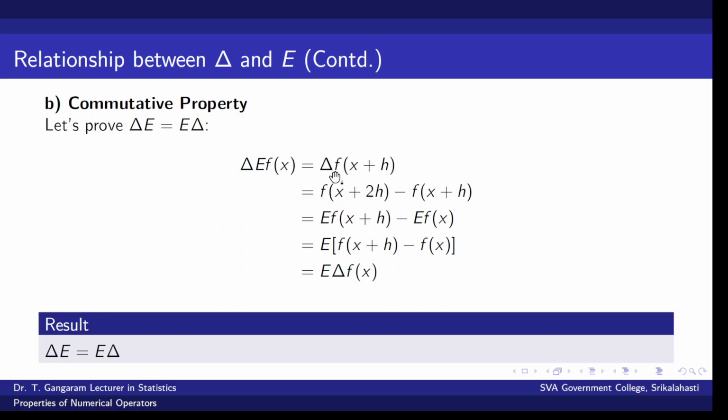We know that delta f of x plus h is equal to f of x plus 2h minus f of x plus h. Again, this can be written as E of f of x plus h, and the second term as E of f of x. By commoning the E, we get f of x plus h minus f of x, which is again delta f of x. So the operators delta and E satisfy the commutative property. The result is delta E is equal to E into delta.